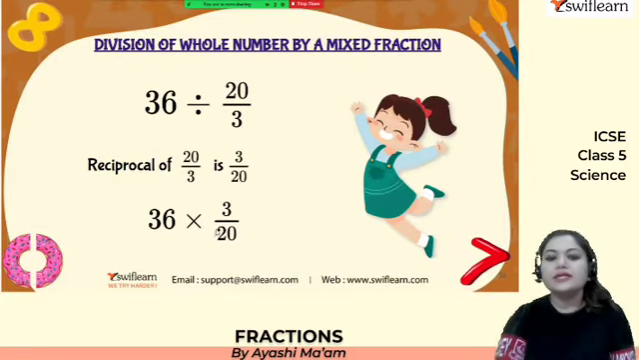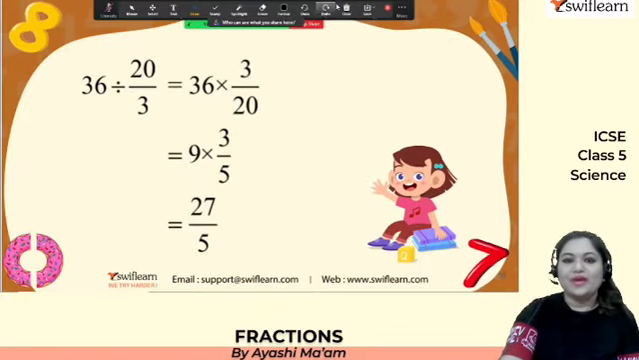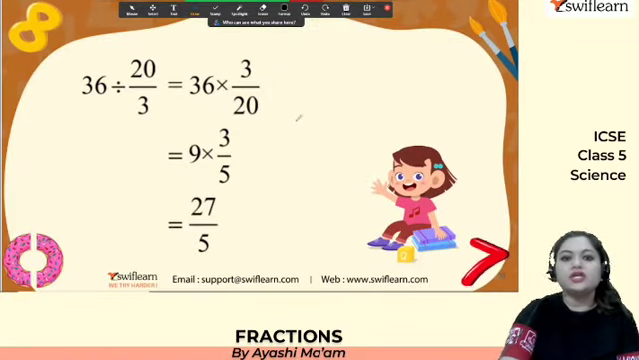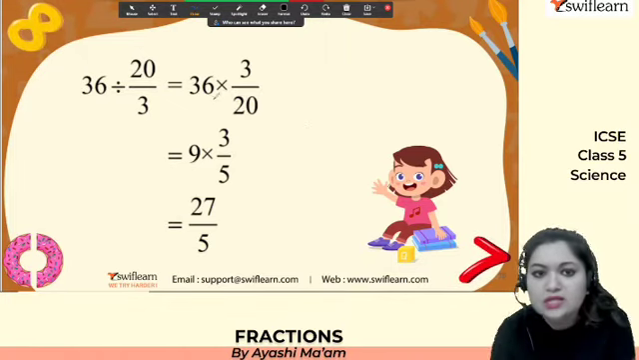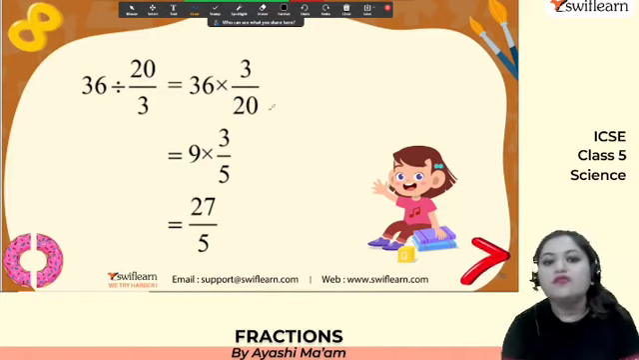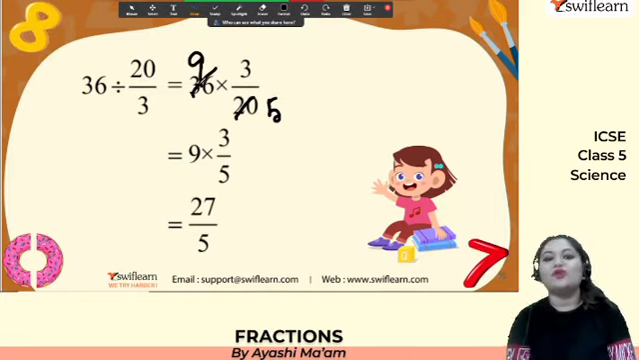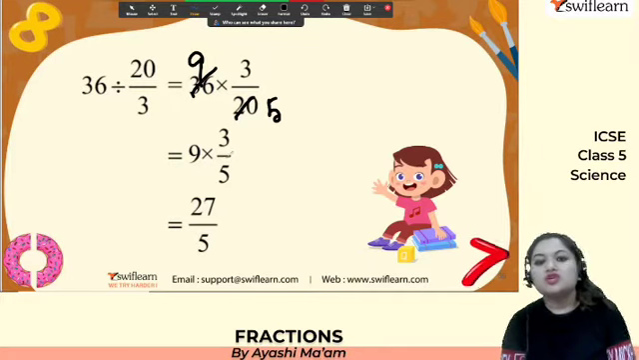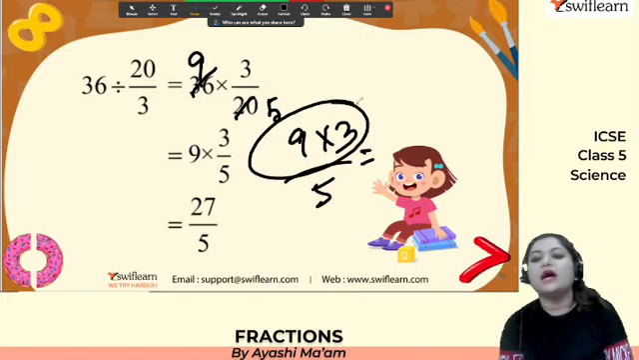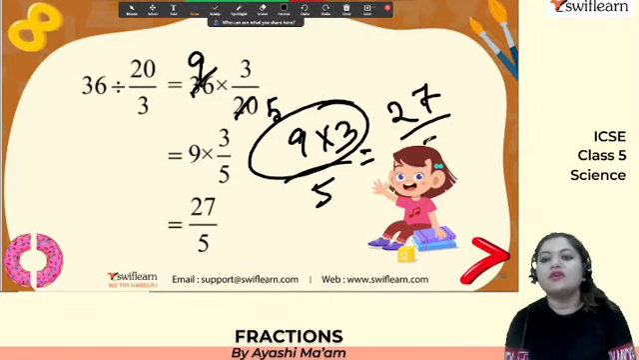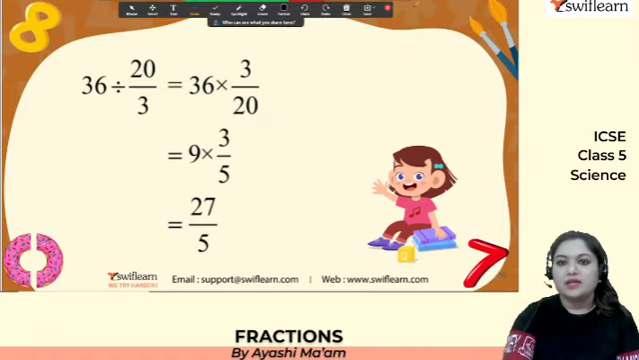So 36 into 3 by 20. Okay, now look at the calculation. So how are they doing it? 4 times 5 is going to give you 20, and 4 times 9 is going to give you 36. Okay, so you will get it as 9 into 3 by 5. That means nothing but 9 3s is 27, 27 by 5, and that will be the answer.